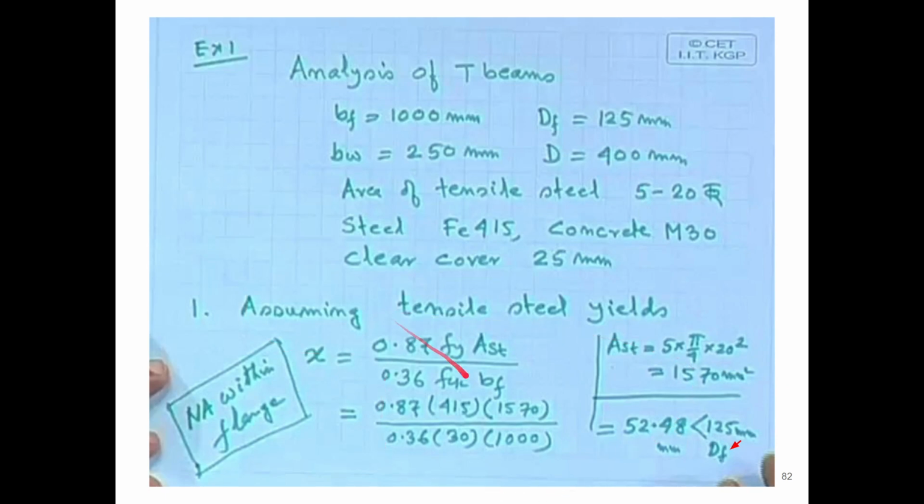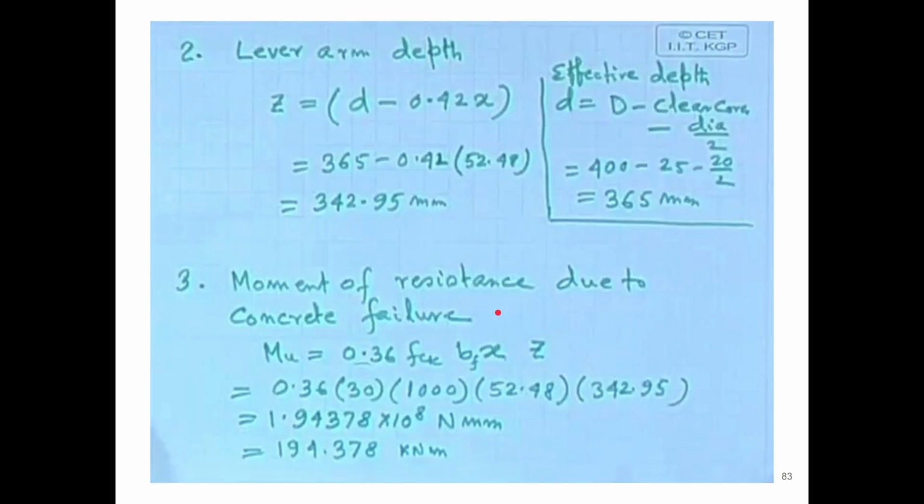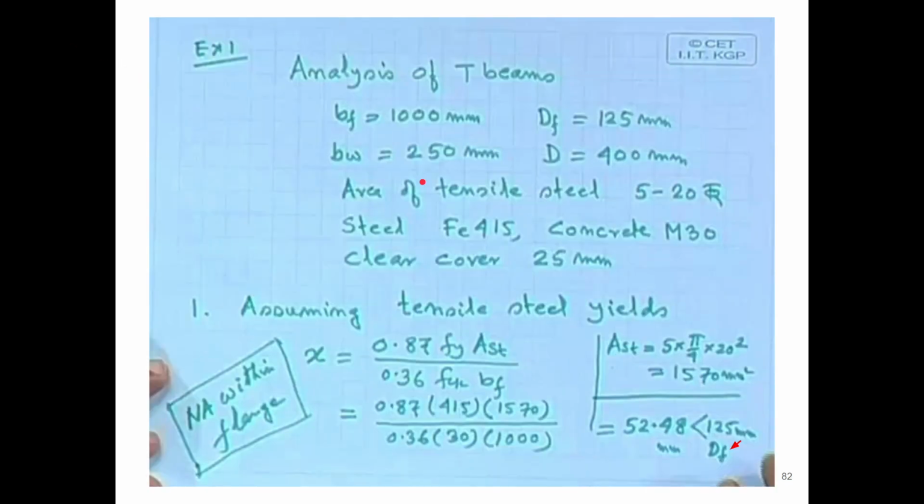If it is case 1, it is very easy. We just have to utilize all the concepts derived from the beam. The lever arm depth will be z equal to d minus 0.42x. d is how much?